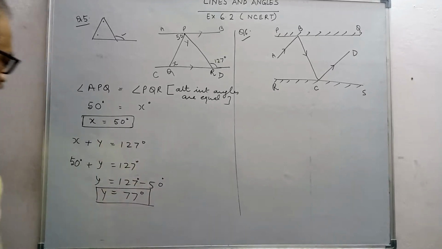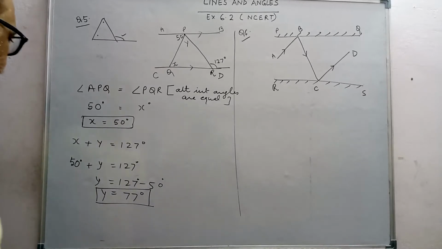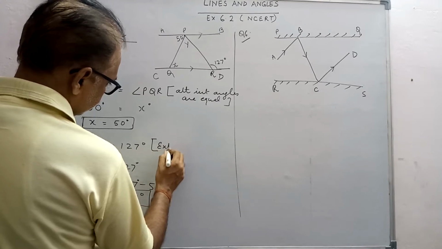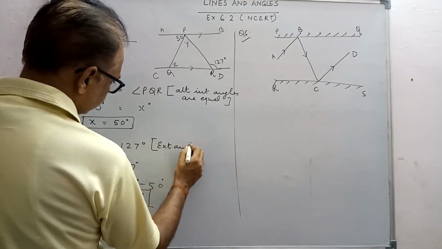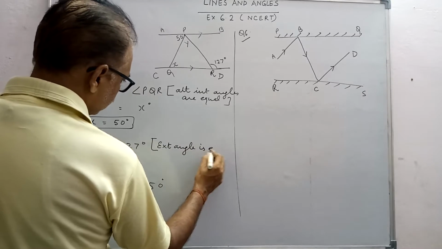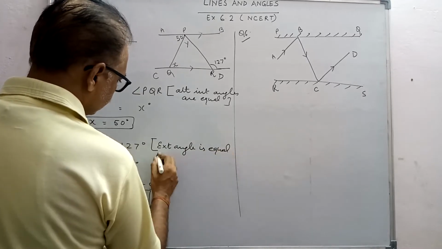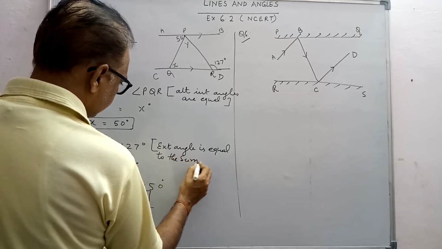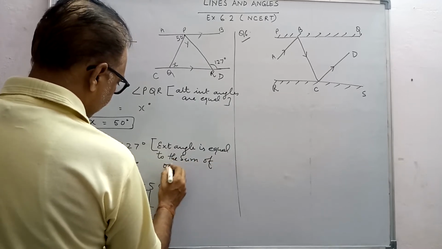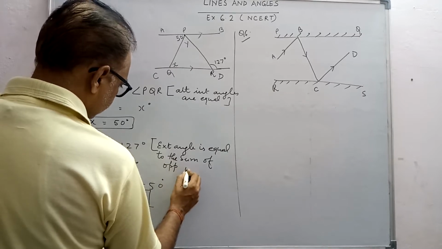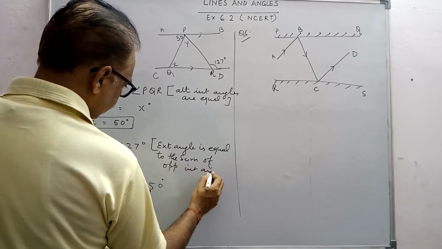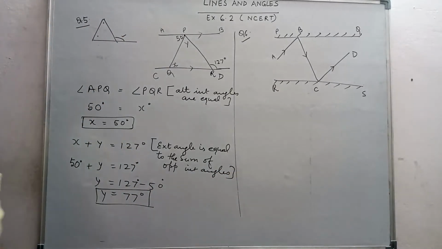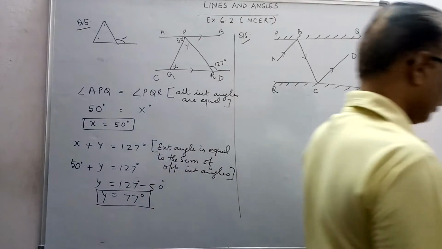Answer, X is equal to 50 and Y is equal to 77. The reason you can write here: exterior angle is equal to the sum of opposite interior angles. Okay.